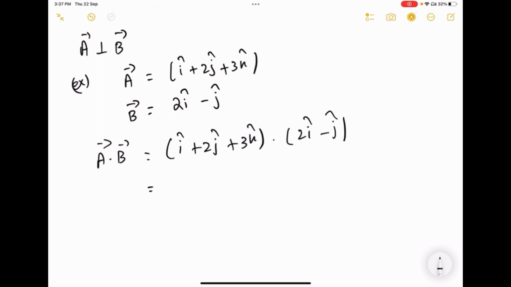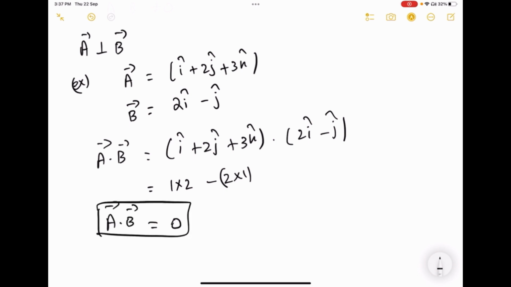So I dot I will survive. That will become 1 into 2, minus j dot j will survive, will become 2 into 1. So this will become 0. So if I take the dot product between two vectors and I'm getting 0, then these are two perpendicular vectors.